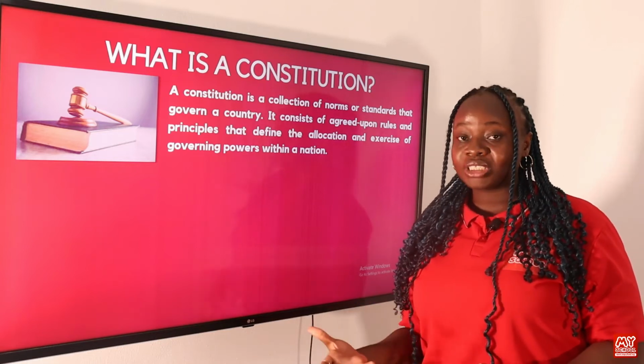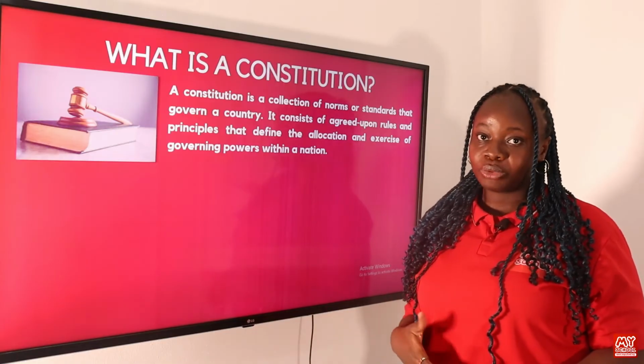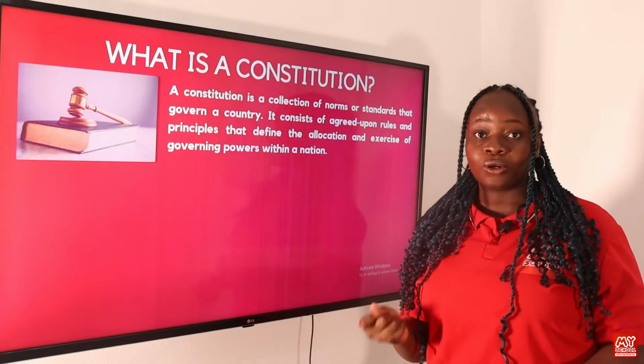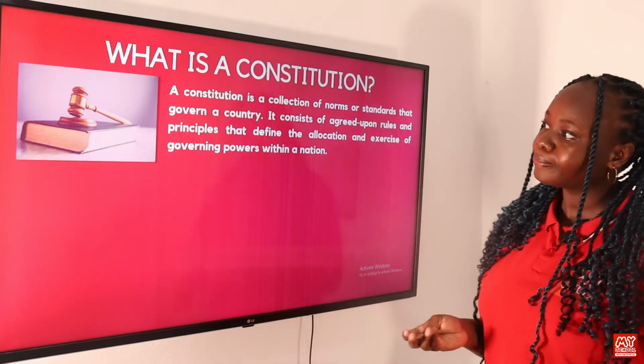A constitution is a very important document within a society because it helps to guide how the governments act, the functions that they have, the powers that they have, so that they do not go above the law and they do not abuse the rights of the citizens. So that's why a constitution exists within a society. Now let's move on to the next slide.